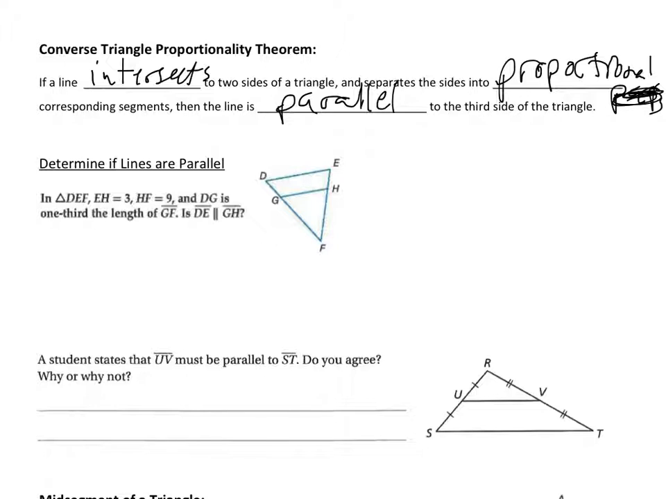Which means if we don't know if the two lines are parallel, we can check that by seeing if those parts are proportional. If they're proportional, then the lines are parallel. For instance, look at this example. It doesn't say that the two lines are parallel, but they do give us some segment lengths. EH is 3, HF is 9, DG is a third of GF.